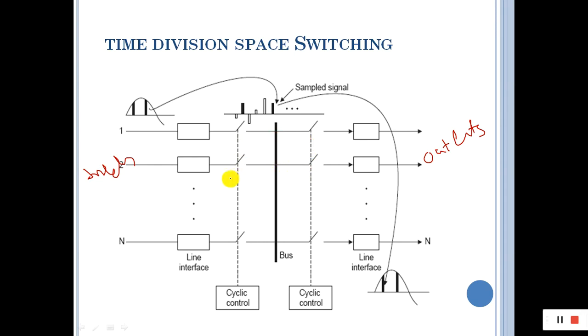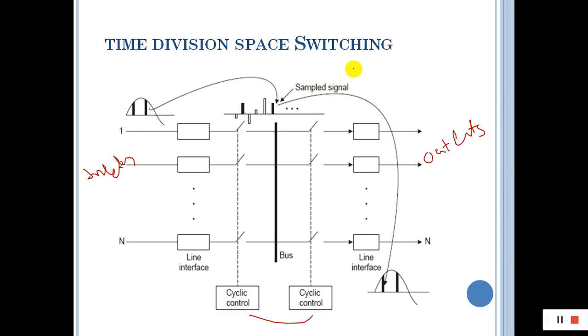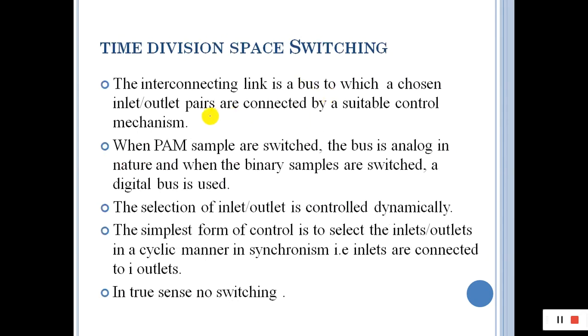Okay, which sample should be transferred to the output? It is decided by the bus. And how does the bus decide it? It is decided by this dynamic control mechanism. So the interconnecting link is a bus, which we have seen. This is a bus, to which chosen inlet-outlet pairs are connected by a suitable control mechanism. This suitable control mechanism is the backbone of entire time division space switching.